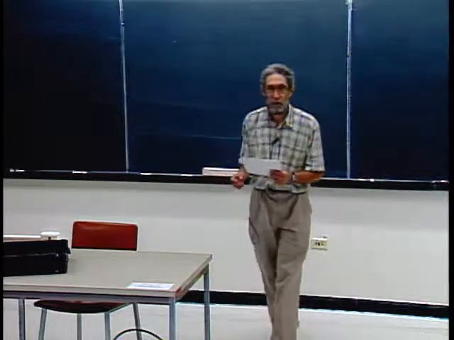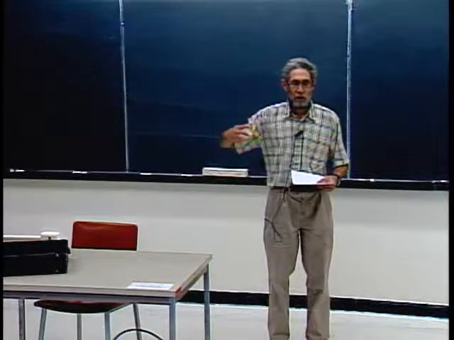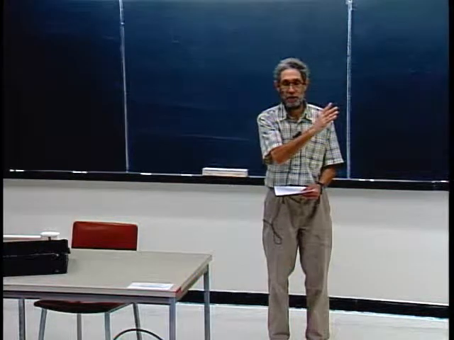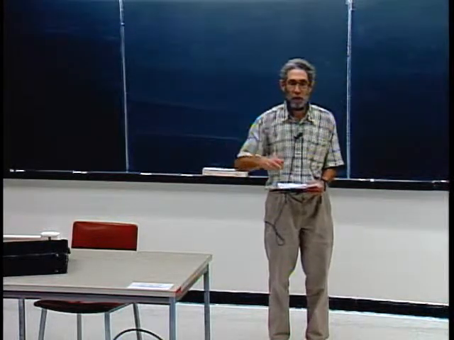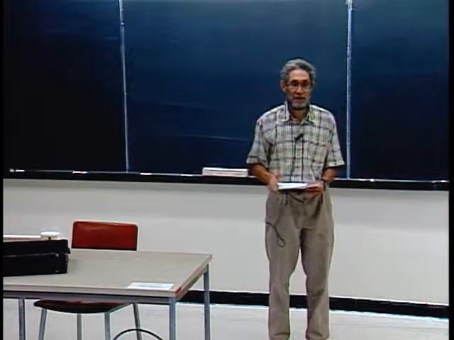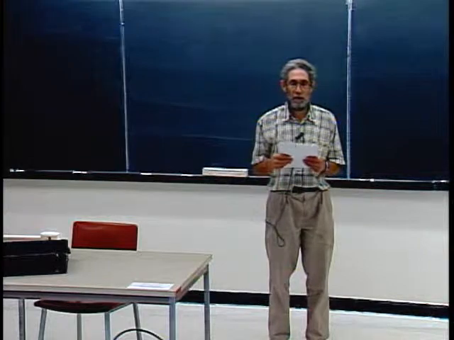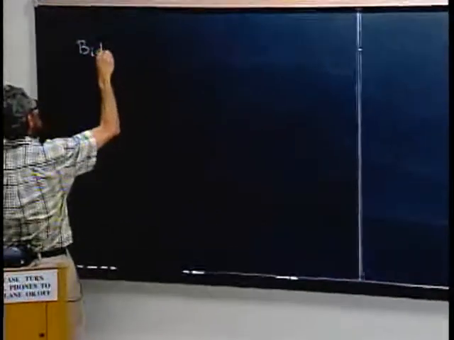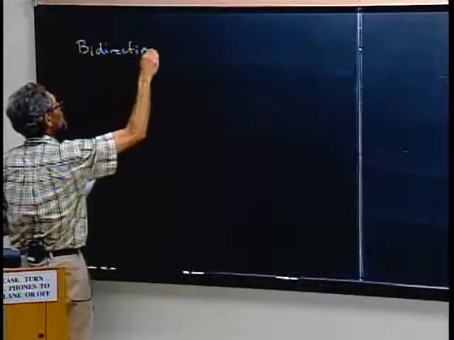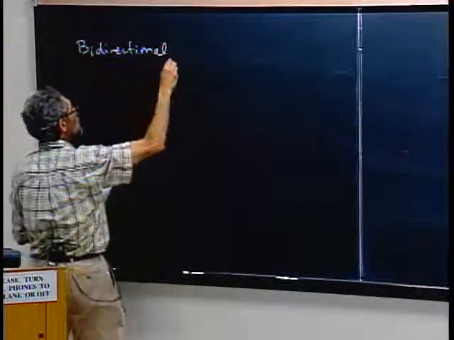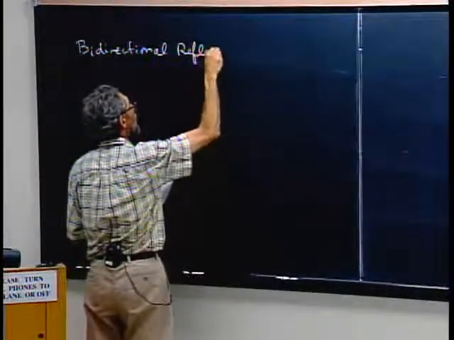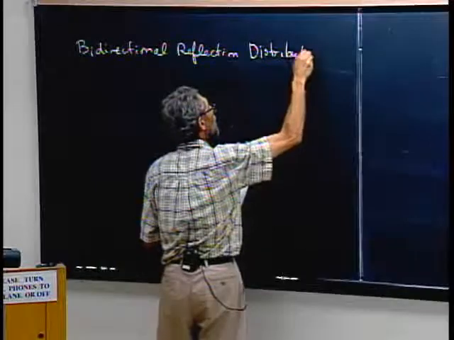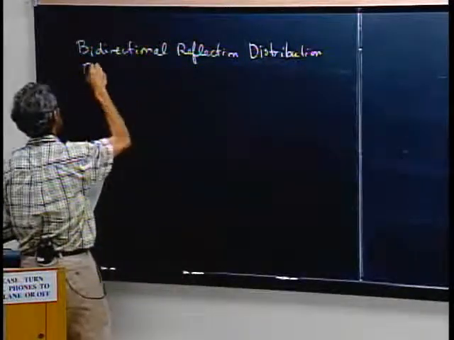So the idea is when you have reflection, a certain amount of the light that's coming in comes out in a reflected direction. And in general, that can depend on both the incident direction and the reflected direction. So that's why it's called, I should actually write the words down, bidirectional reflection distribution function.